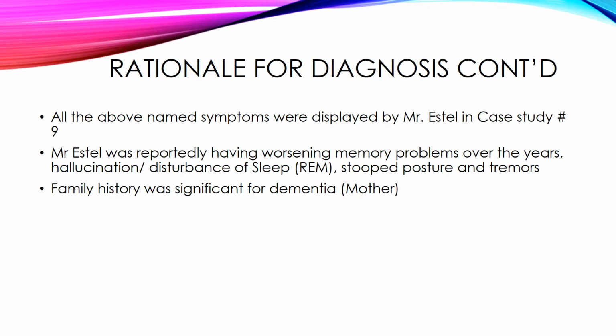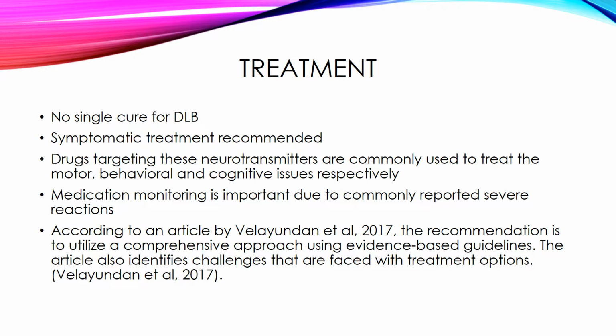Estelle. On physical examination, he was found to have a stooped posture, which is a hunched posture. He was found to have tremors, and in some cases, tremors are part of Parkinsonian symptoms. He was found to have cognitive impairment. And obviously, from the history that the wife gave, he had worsening memory issues, and his mother had dementia, so that's also a huge risk factor.